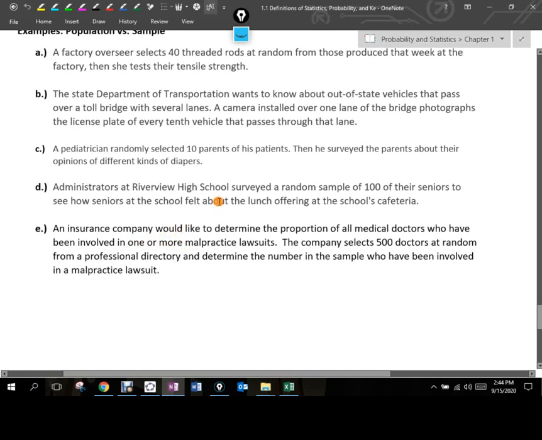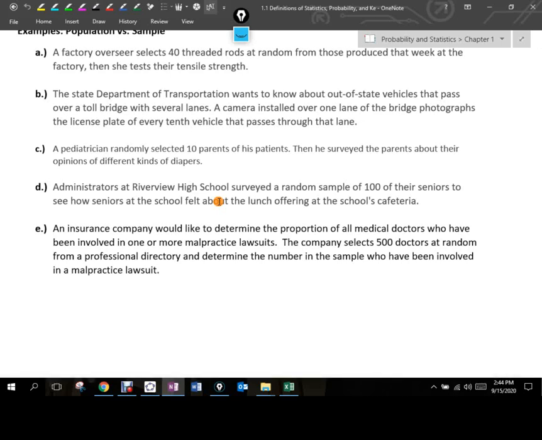if my population was all medical doctors who have been in one or more malpractice lawsuits, and then I selected 500, my sample and my population would really be the same thing. Does that make sense? My 500 would automatically all have been in one or more. So in that 500, I want some of my doctors not to be in malpractice lawsuits. That's a good question, and I think that's kind of hard to think about. The answer to that question, or to explain it, is sometimes difficult to do.